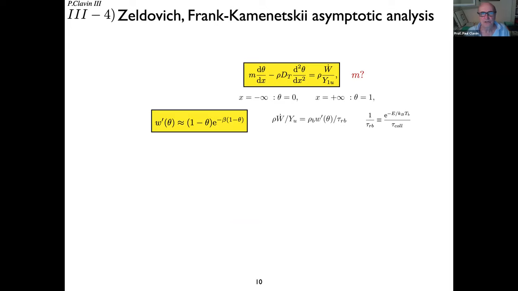Now, Zeldovich. Here I have rewritten the problem that we have to solve to obtain the laminar flame speed, which is rho_u times, the mass flux M. How do we solve this equation and try to find a solution of this equation with this reaction rate here?